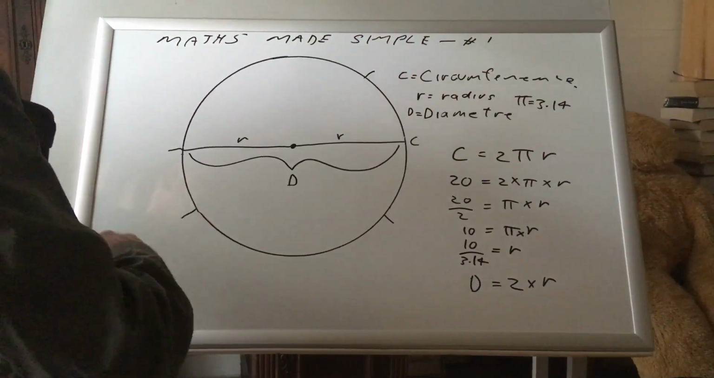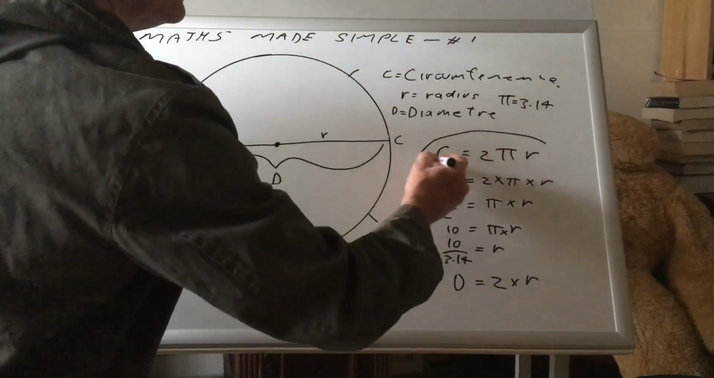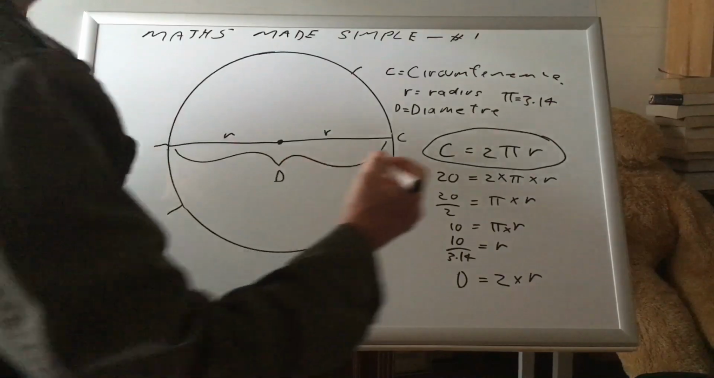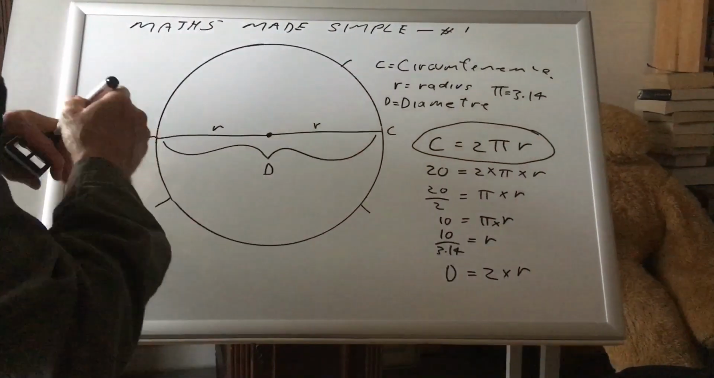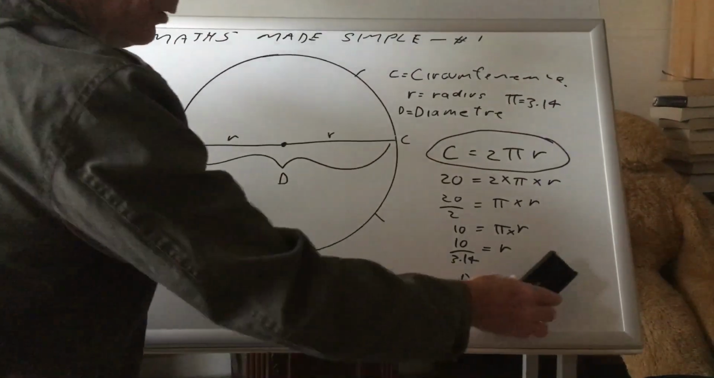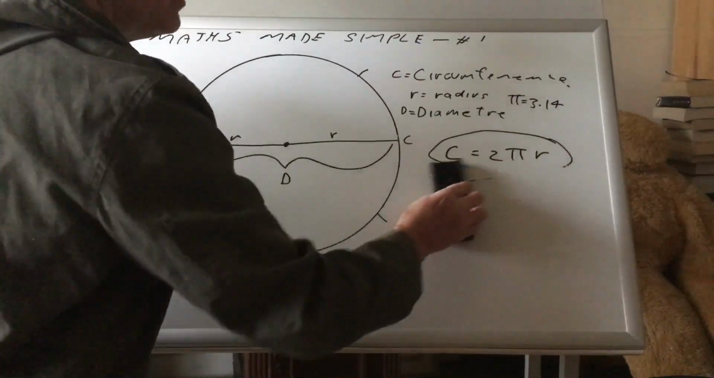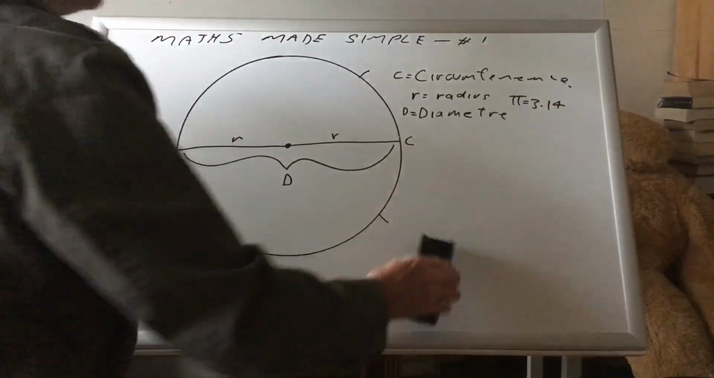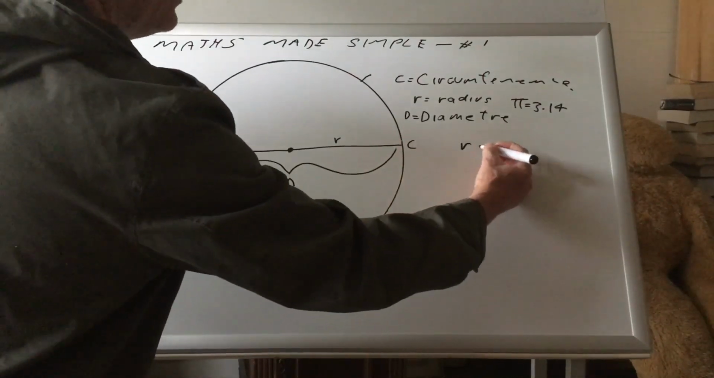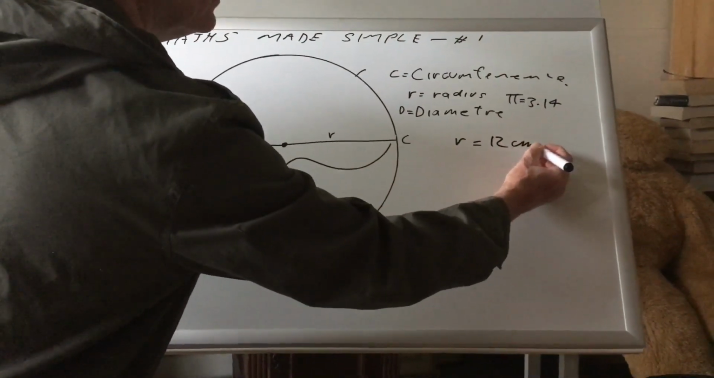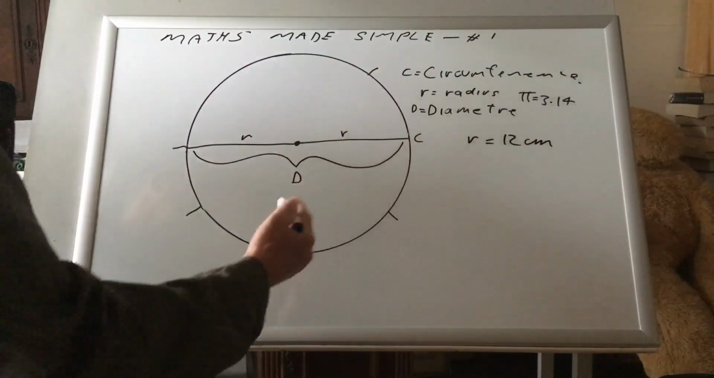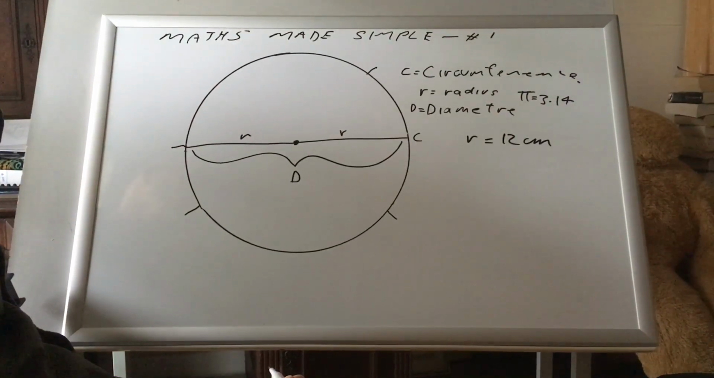So don't forget this, circumference equals 2 pi r, and you can work out just about anything, knowing a radius or a diameter or a circumference. Now, someone might say to you, well, if the radius equals 12 centimetres along here, what is the area of this circle? How many square centimetres is it?